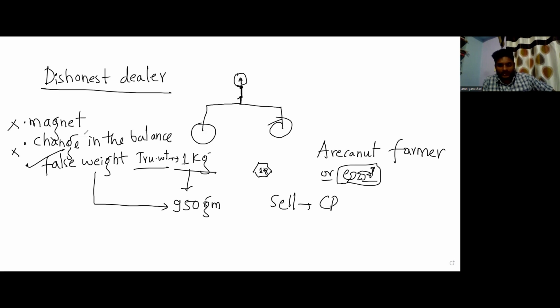Why am I making profit here, even though I'm selling it at the cost price itself? Matlab the price at which I bought it, I'm selling it at that price itself. But still I'll be able to make profit. Why? Because of false weight, sir. Because of false weight, I am not selling 50 grams. I'm selling 50 grams less. That 50 grams itself is my profit. Understood?